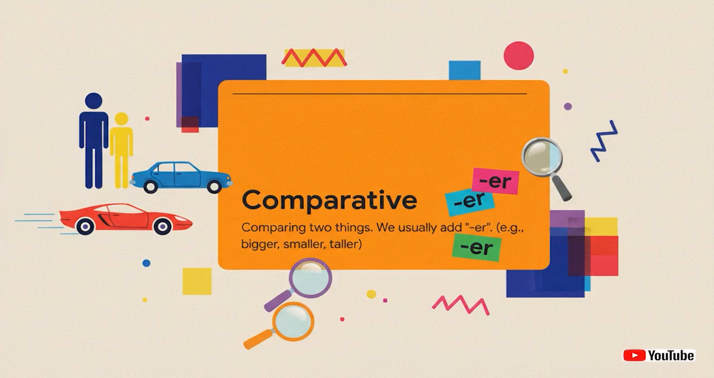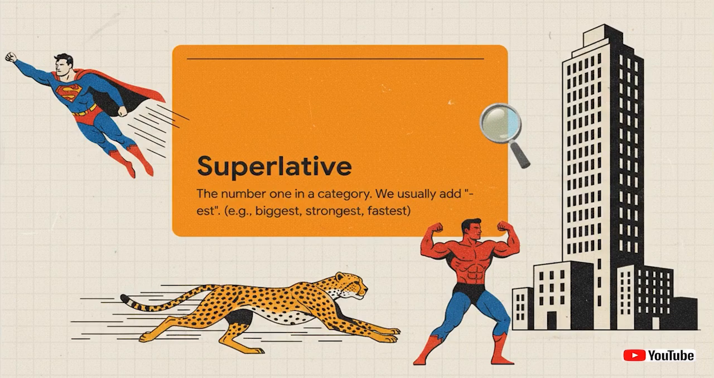The rule is usually super simple. You just tack ER onto the end of the word. Bigger, smaller, taller. Easy enough, right? Now, what if you're comparing, say, three or more things, and you want to point out the absolute number one? Well, that's when you use the superlative. Just think of Superman. He is the strongest, he is the fastest. For this, we usually add EST to the end. The biggest building, the strongest person, the fastest animal. It's the ultimate in its class.